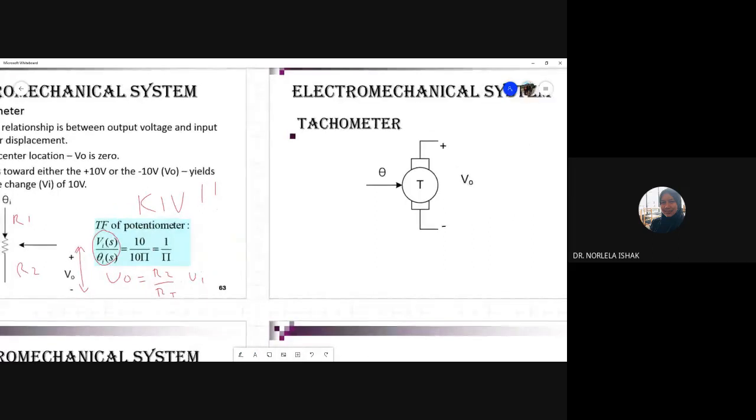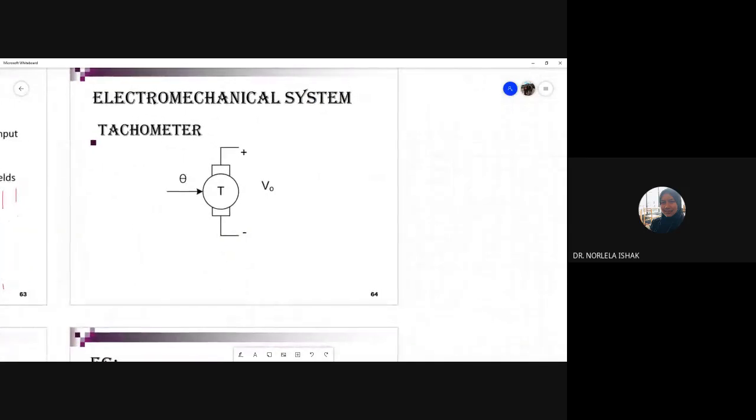Now we go to the tachometer first. Tachometer or DC generator. The previous one I gave you a DC generator, and it is similar to this one. For the tachometer, V naught is the output from the tachometer. V naught is proportional to the speed, because the tachometer rotates and this is considered our speed, d theta over dt.